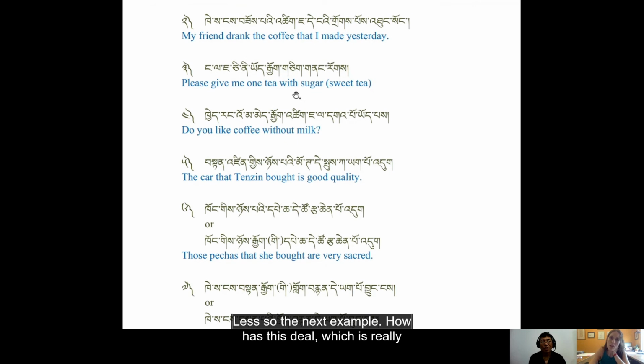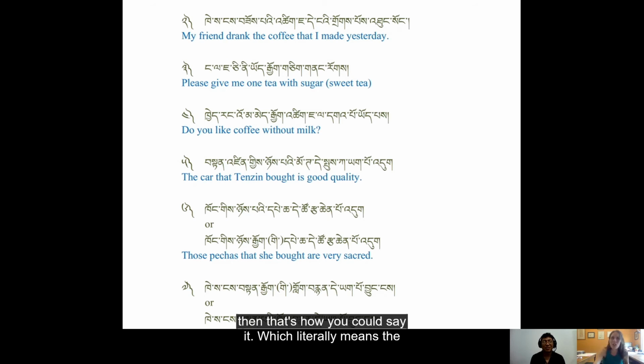The next example has this gyo, which is really common in daily conversation, as we were saying to you. Please give me one tea with sugar, which is the equivalent of saying sweet tea, especially when we are in the context of drinking tea with Tibetan friends and people in Nepal, then that's how you could say it.